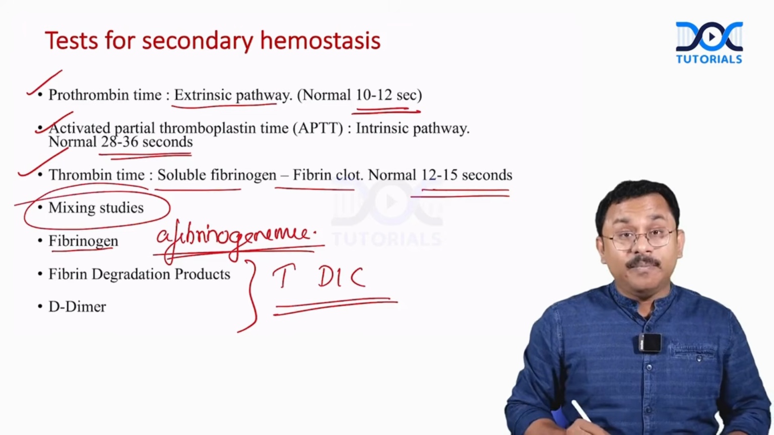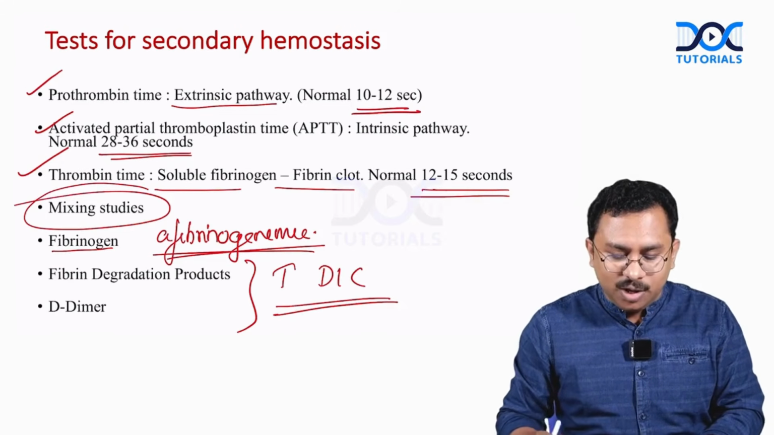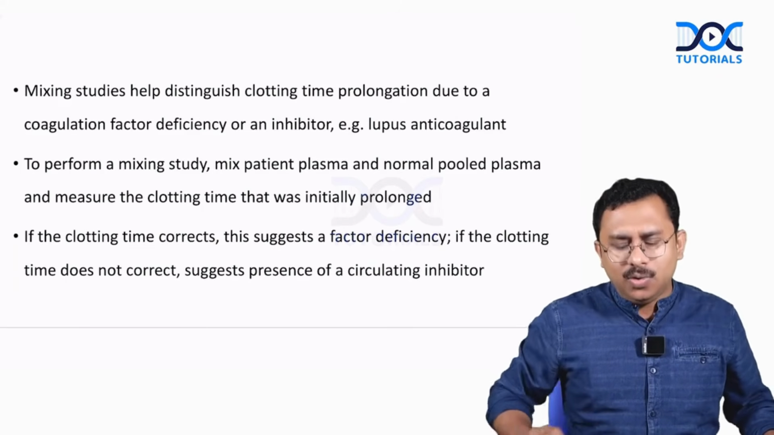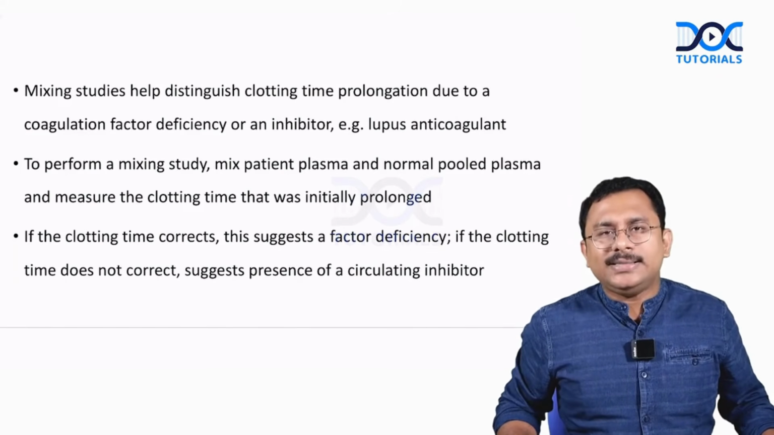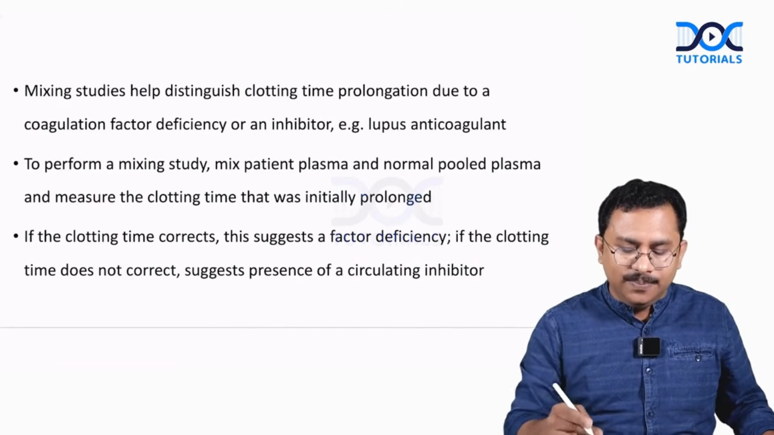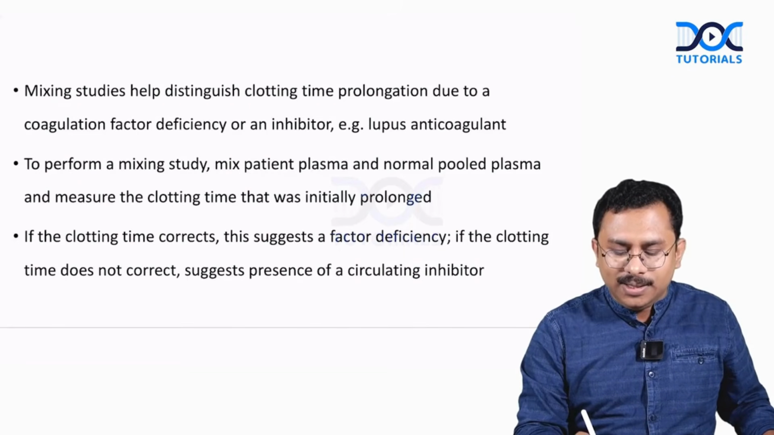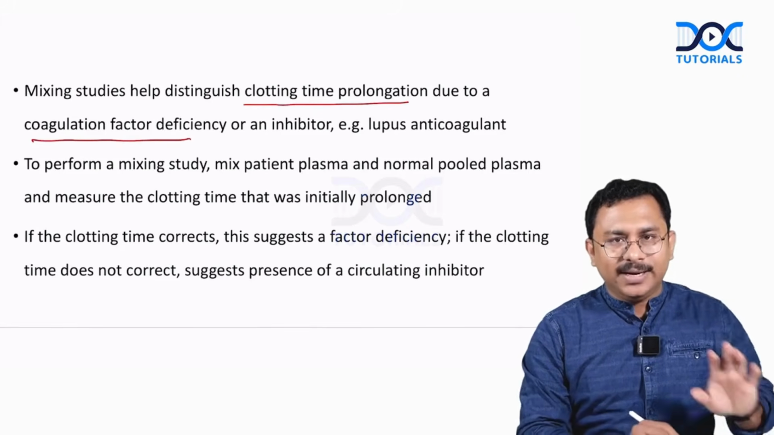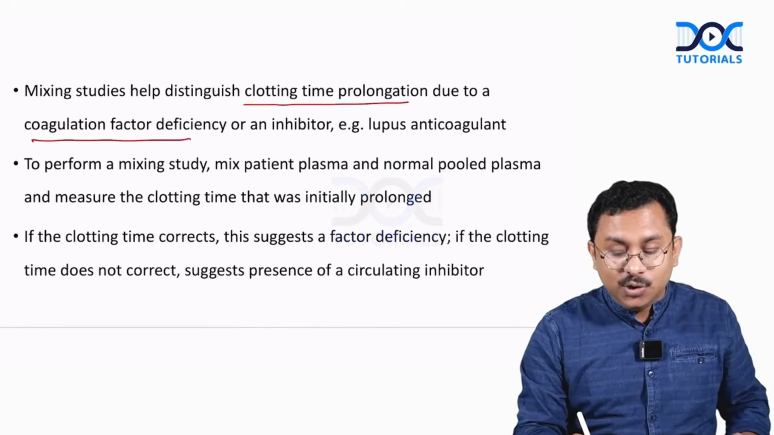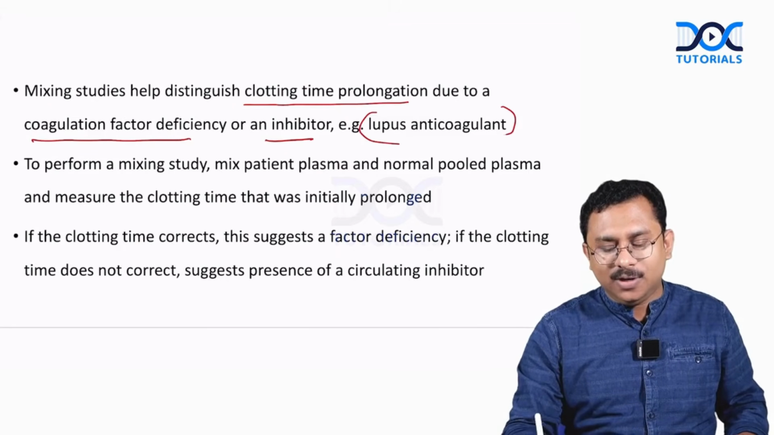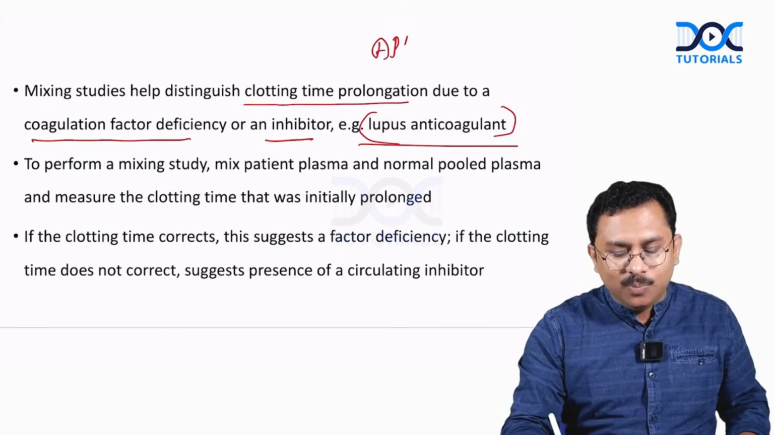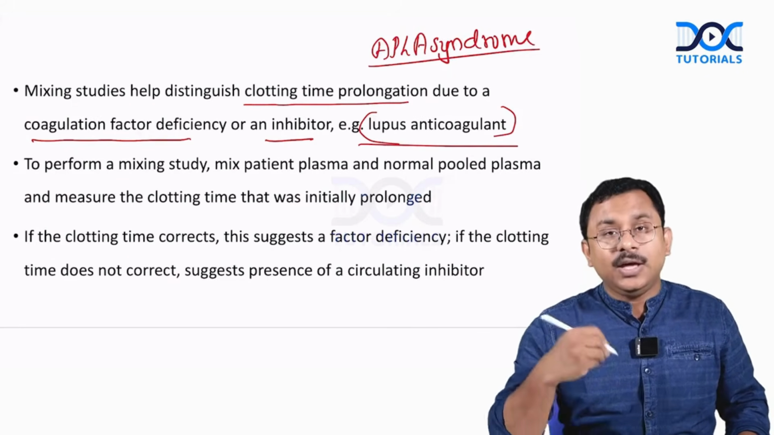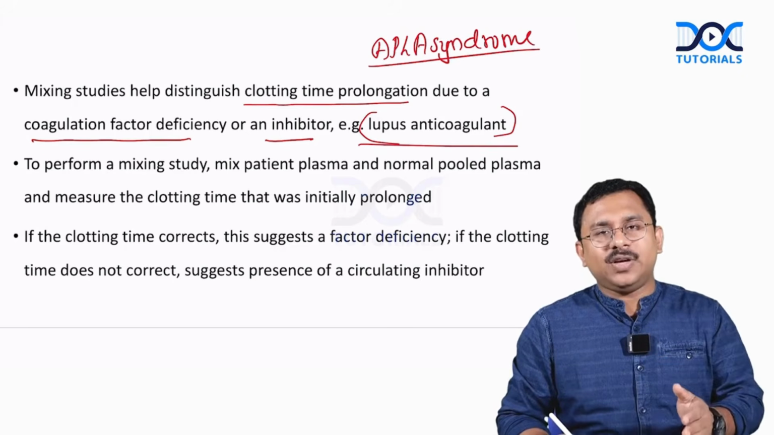And what about the role of mixing studies? Again, important. So what is the role of mixing studies? It is something that you should do in suspected secondary hemostatic disorder, wherein you will be able to know whether the reason for the clotting time prolongation is due to a clotting factor deficiency, or is it due to an inhibitor? For example, lupus anticoagulant. So patients with APLA syndrome will have a lupus anticoagulant. So the prolongation of APTT is because of the lupus anticoagulant and not per se because of a defect in a particular clotting factor.